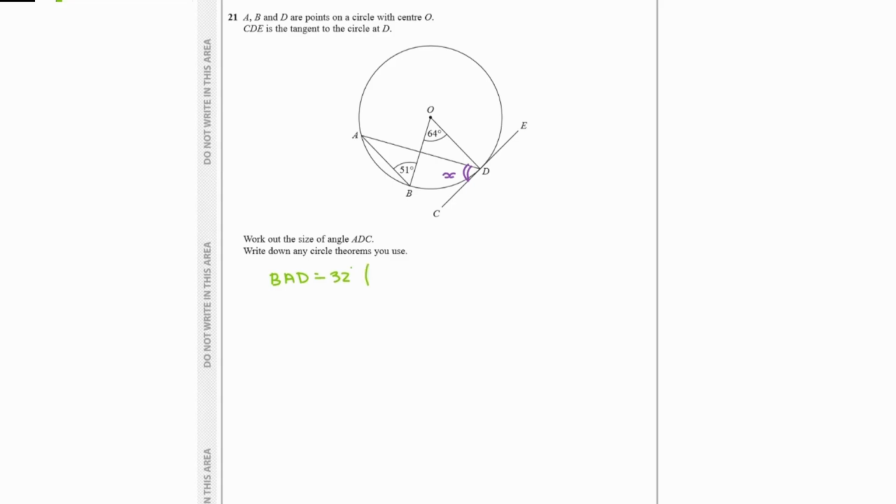And the circle theorem that we can state for this is that the angle at the center is always twice the angle at the circumference. As we can see, we now have a small triangle here, and in order to find the missing angle in the triangle, we can do 180 take away the sum of 32 and 51, which is the same as 180 take away 83, and that gives us 97 degrees.